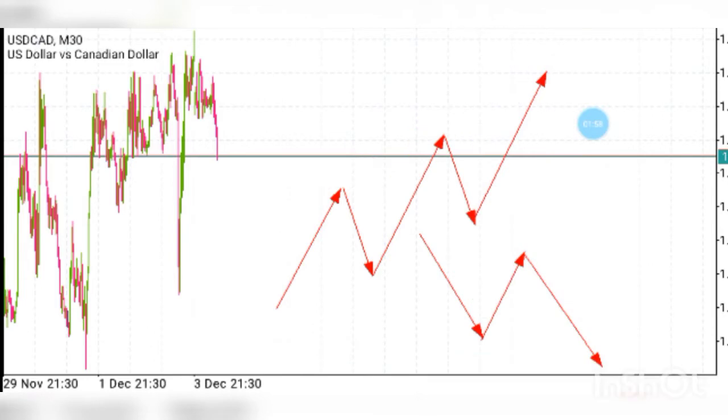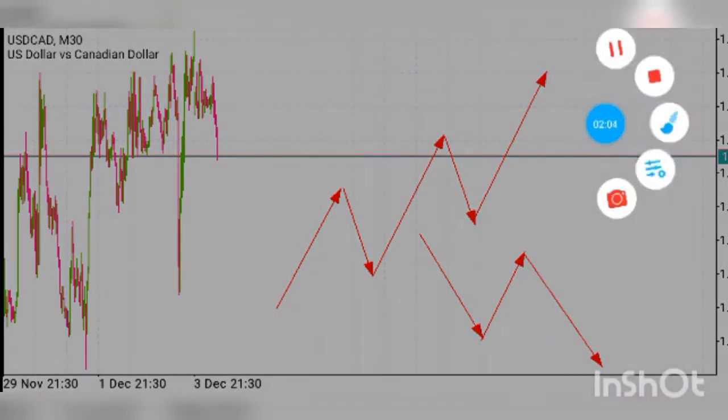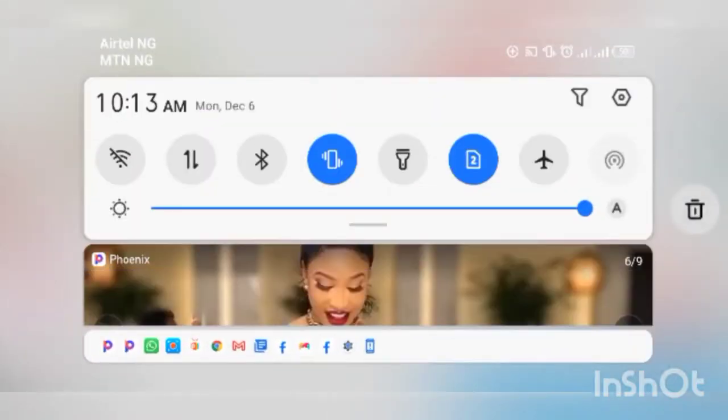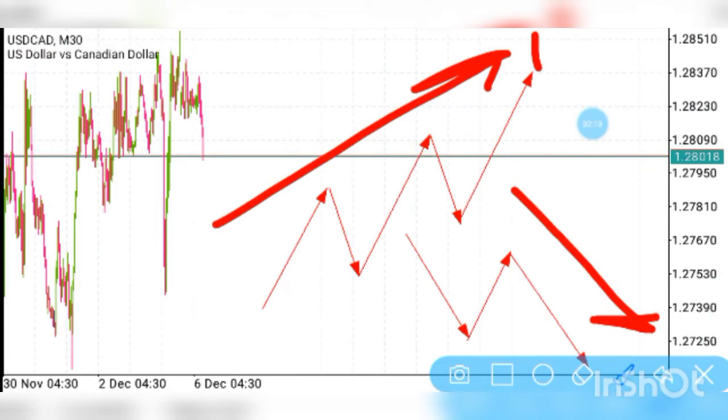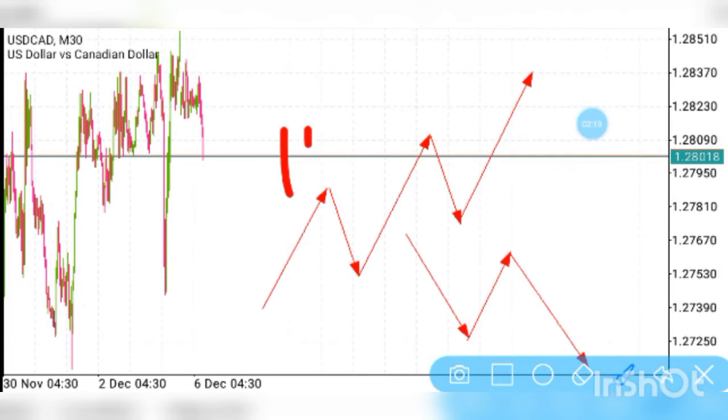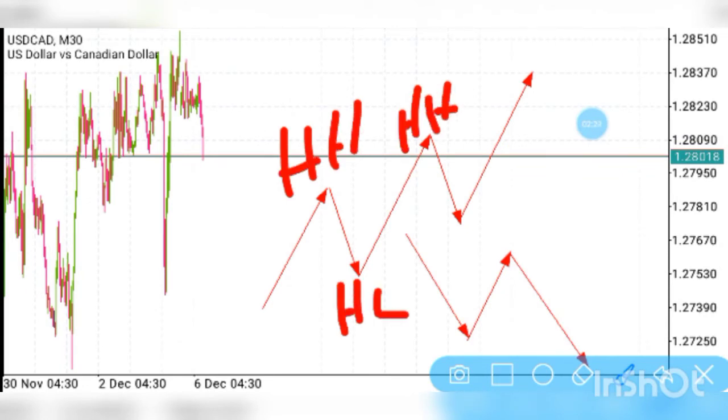And now, as it's moving like this, if you look at this side, it's moving to the upside, in the upward direction. And here it's moving to the downward side. So it's moving high, and then here it's moving to the low. Now, this is called higher high, higher low, higher high, higher low. So as the market moves, impulsive, correction, impulsive, correction, it forms higher highs and higher lows.